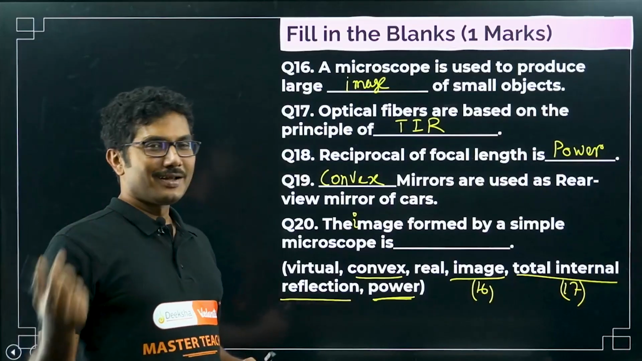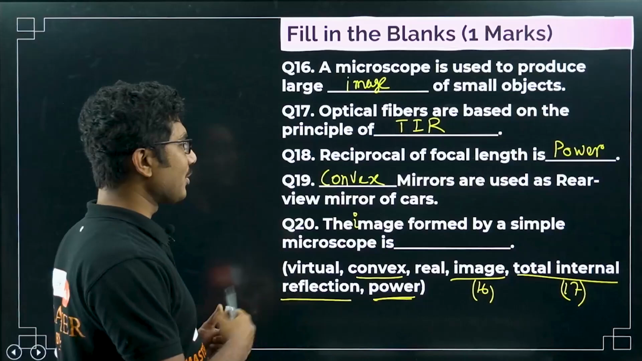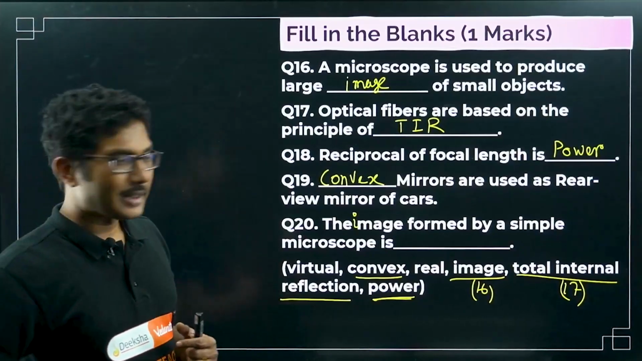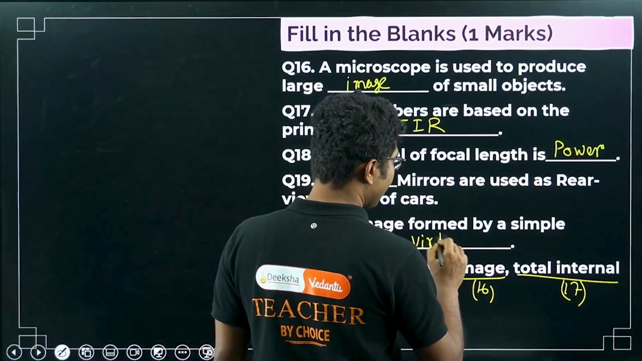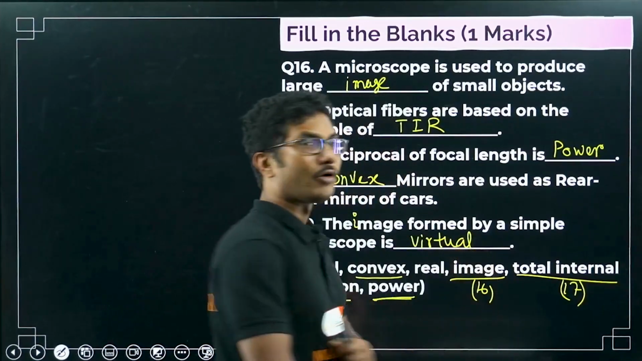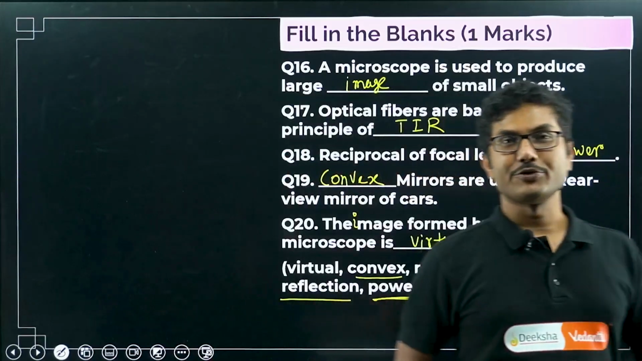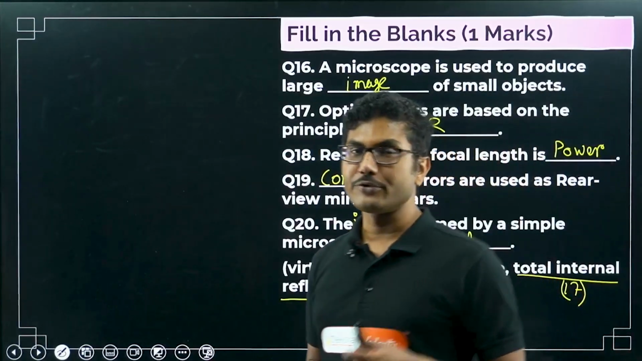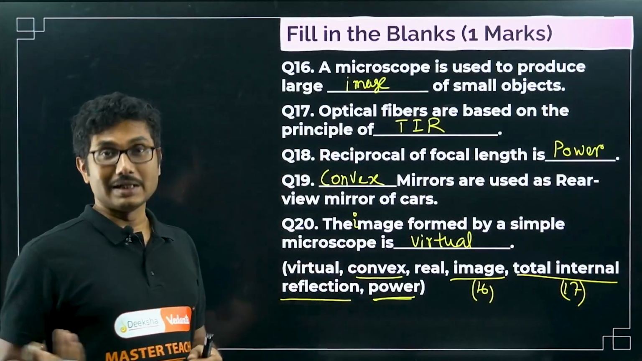That was typical in the olden days. Now that is basically a virtual image. You have to be careful. The image formed by a simple microscope is a virtual image because it is magnified, right? So a convex lens only produces a magnified image when it is producing a virtual image. If it is producing any other image, then obviously it is a real image.